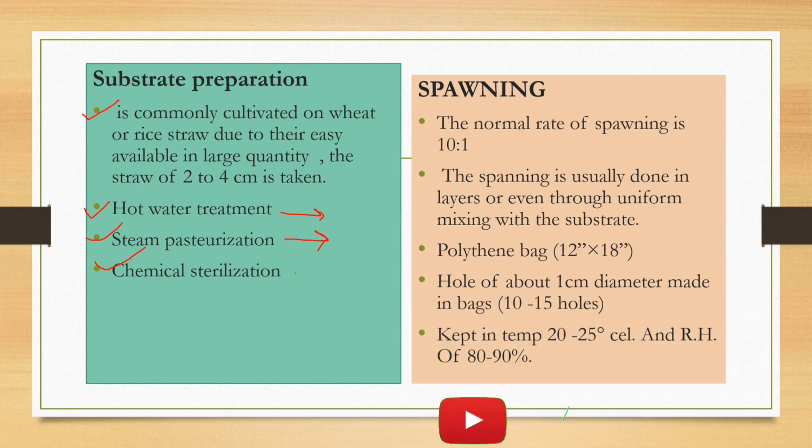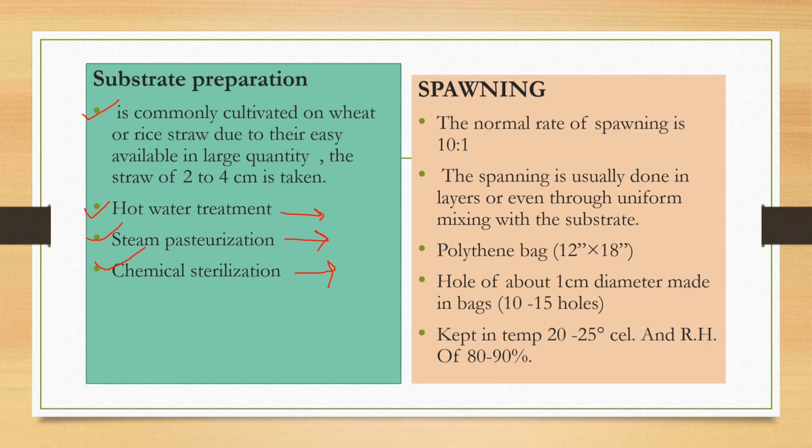And now comes the chemical sterilization. So in this method, 6 to 8 gram of bavistin and 125 ml formalin are added into 100 liter of water, and then 10 to 15 kg of substrate are slowly dipped into that solution and are kept covered and left for 22 to 24 hours. And after that, the substrate is taken out and spread so that it keeps 60% of moisture.